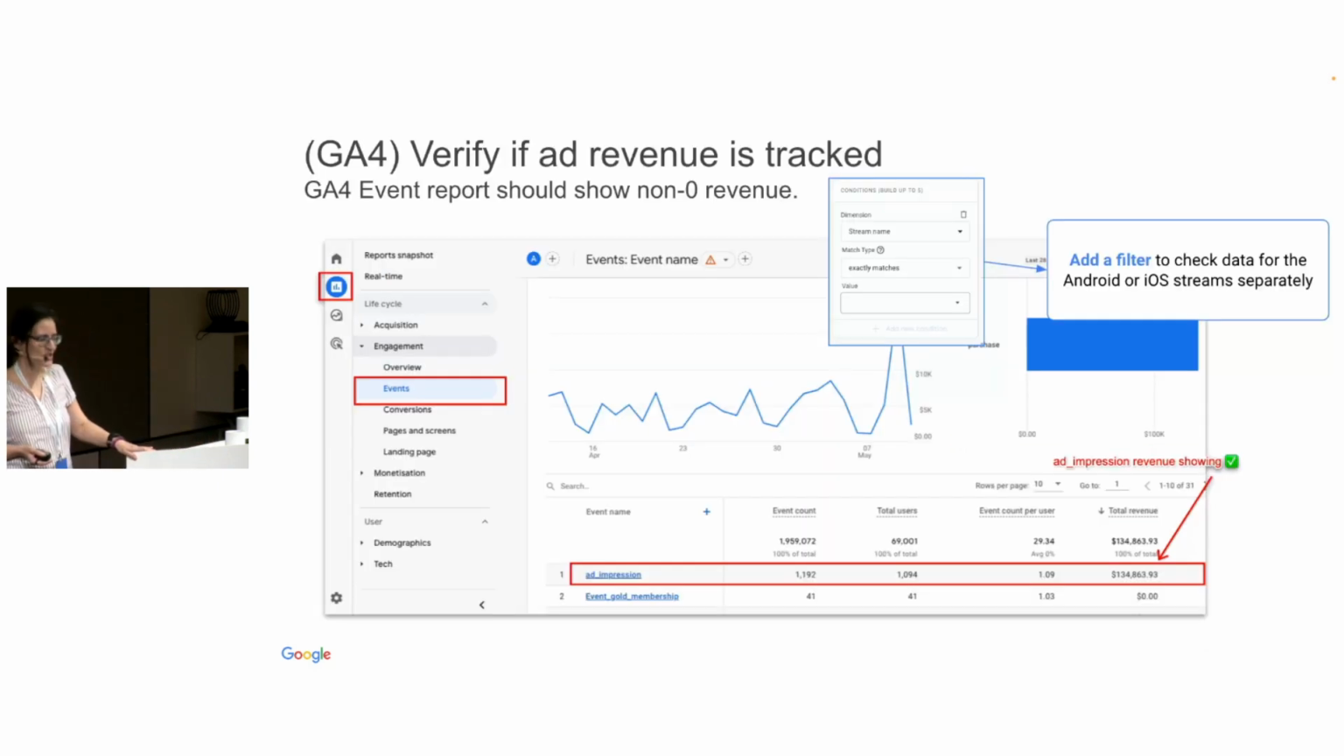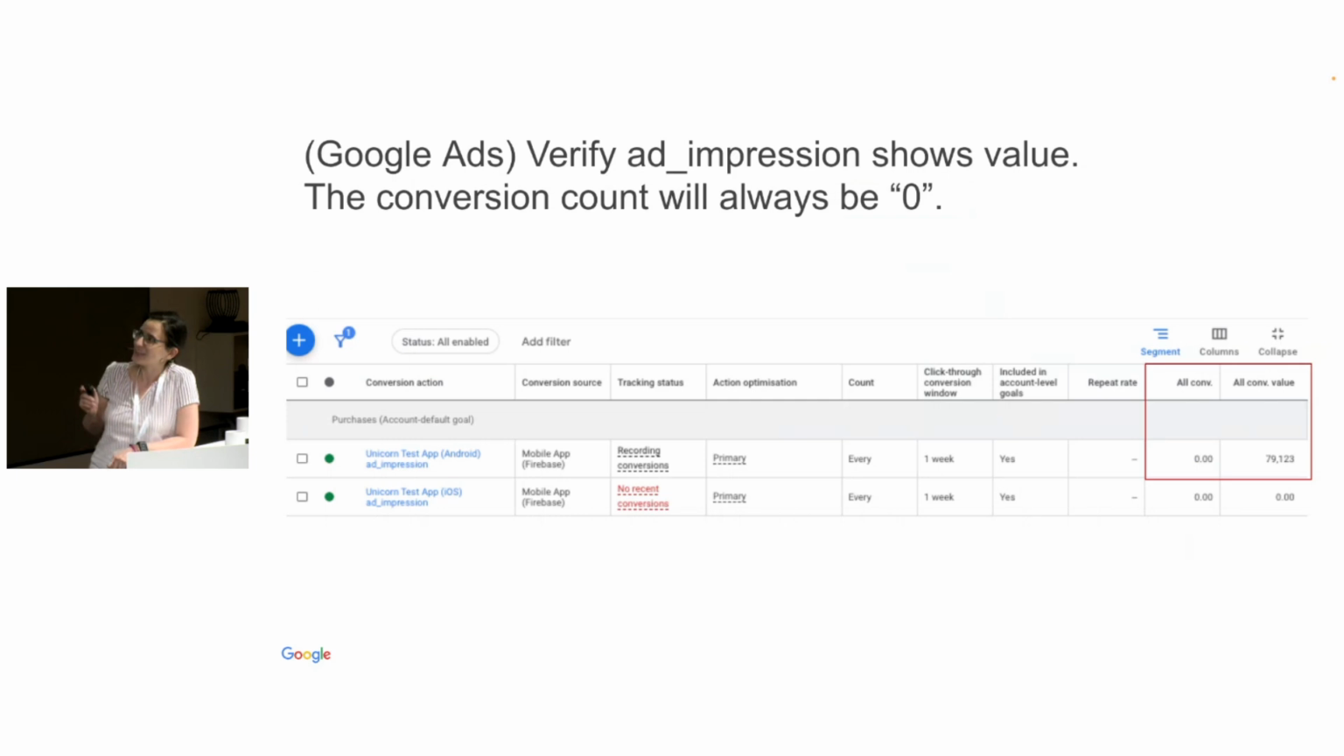As I mentioned, after implementation, ensure that the ad revenue is tracked. This is the GA4 UI. You would look at the events report and then ensure that ad impression shows some revenue in the total revenue column. Of course, also ensure that it's showing revenue for both Android and iOS, so you would have to filter the reports with the platform.